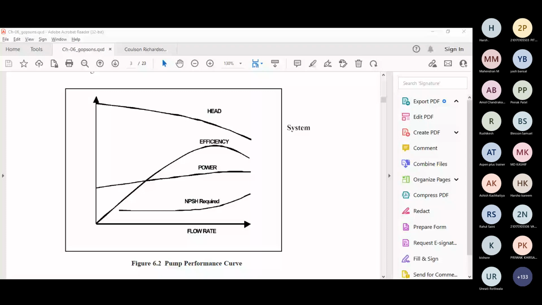Or you can give that if your discharge valve is closed for any reason, then the pump will stop. Or you can give an interlock in such a way that your pump will only start if your discharge valve is open. If your discharge valve is closed, then your pump will never start. So you can give an engineering control like this.